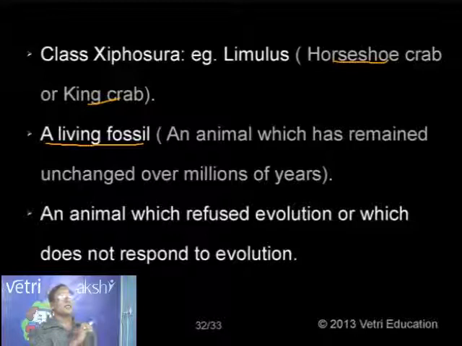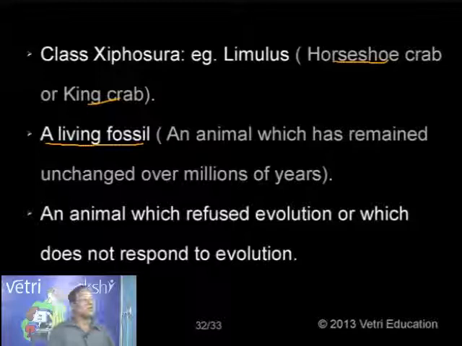This animal was formed millions of years back, and it has the characteristics it had when it was born in this world. So without any change, the characters are present as such. That is why it is called a living fossil, just like a living legend. It is also considered an animal which refused evolution, or which does not respond to evolution. In evolution, things normally change, but here no change occurred in this animal. That is why the animal remained as such, what it had when it originated in this world. That is why it's called a living fossil.